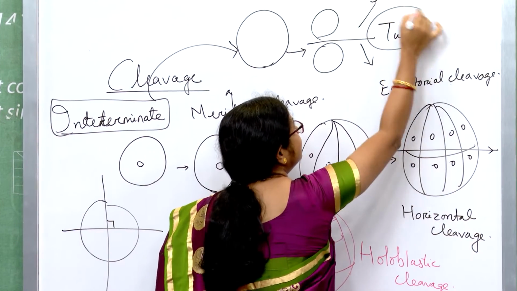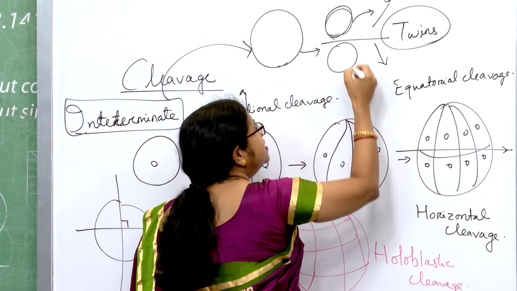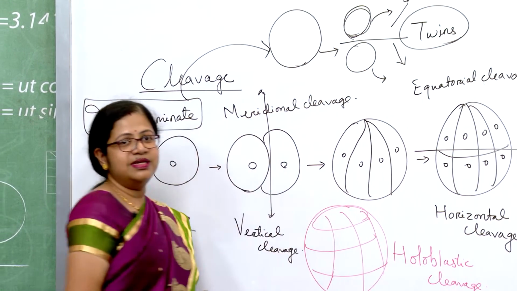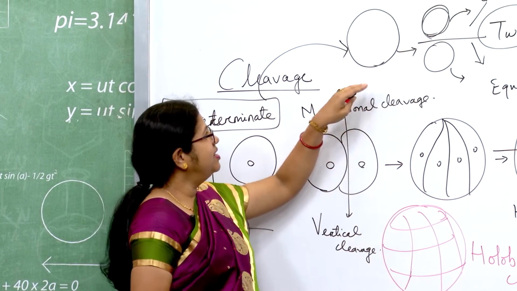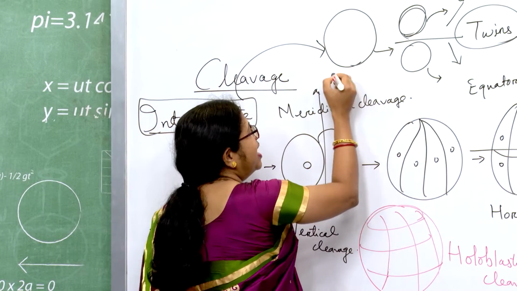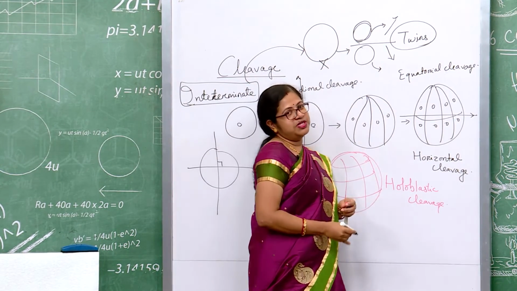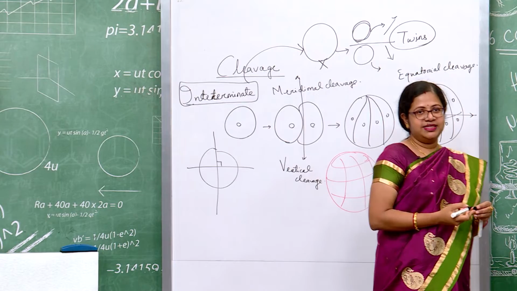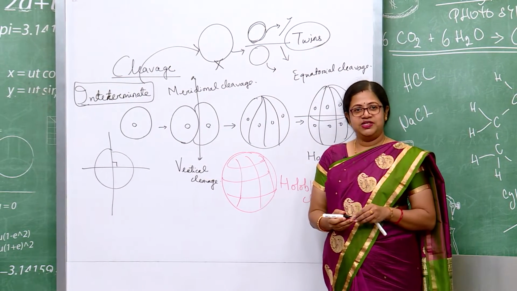Here half of my cells are forming one individual, half of the cells are forming a complete individual. Here we call this indeterminate because these cells are not determined to produce a specific category of cells. That is why we say it is indeterminate cleavage.